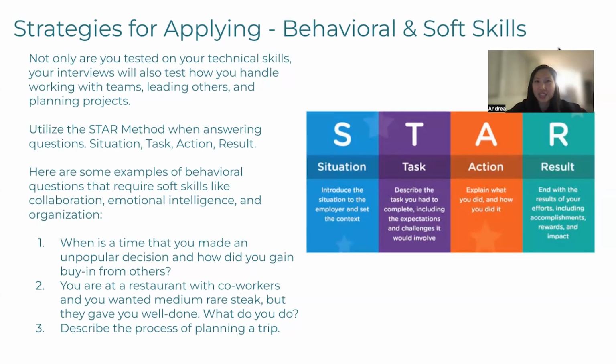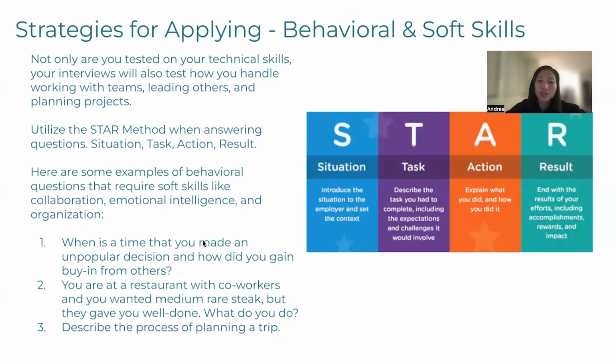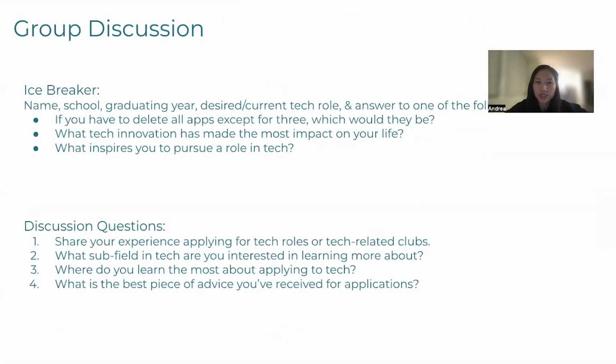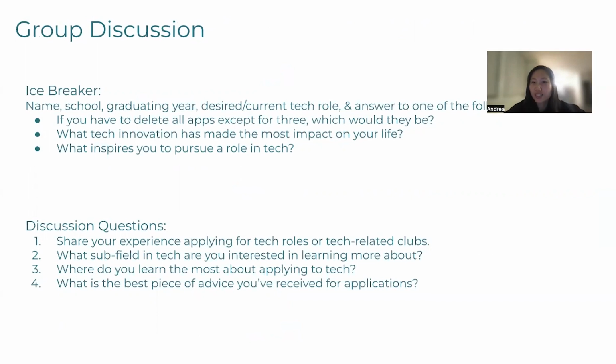One of the questions that I received, which I thought was really interesting, was you are at a restaurant with coworkers and you wanted medium rare steak, but they gave you well done. What do you do? So there's no right way to answer this, but it's just testing your behavioral skills. We also had a group discussion talking about what inspires people to pursue a role in tech. Feel free to answer one of these questions in the comments below as well.